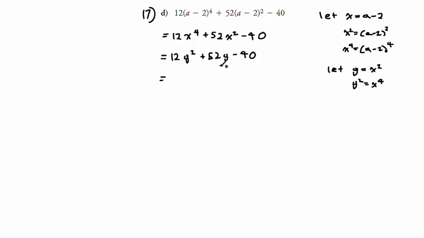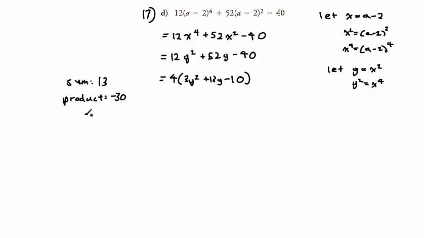Well, first look at the coefficients. We can factor out a 4, and we get 3y squared. 4 goes into 52 how many times? It's 13, right? So that's plus 13y, and then 4 goes into minus 40 minus 10 times, so that's minus 10. Now let's factor. We know that we need two numbers whose sum is 13 and whose product is 3 times minus 10, which equals minus 30. So we need to use our decomposition method because our coefficient is not 1.